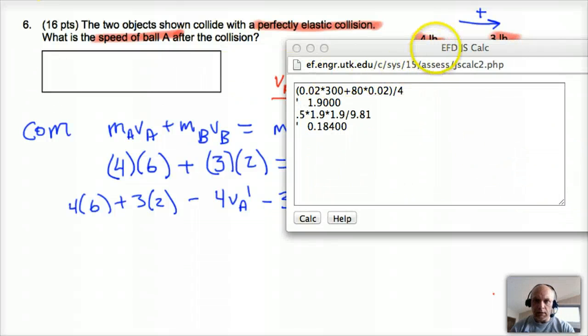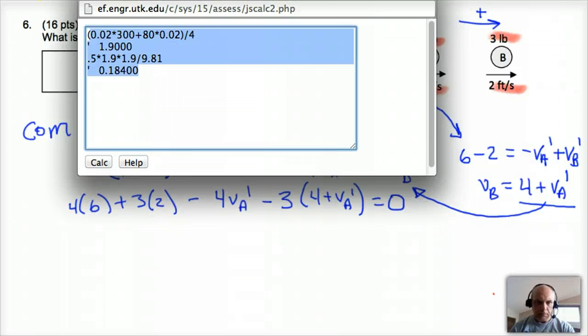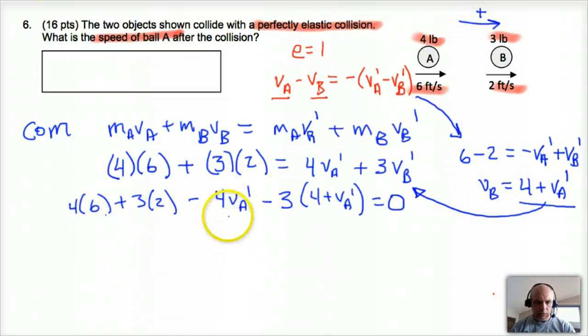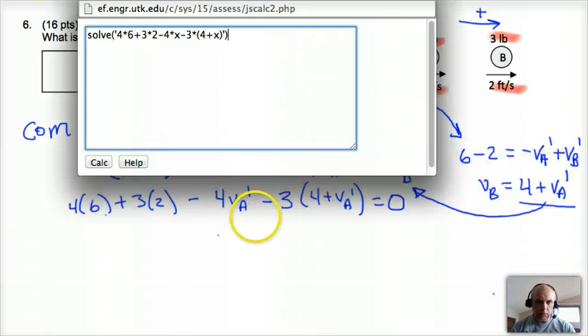If I can find it, and here we are. Okay, solve. Again, I like doing it so I can sort of see if I make any typos. Plus 3 times 2 minus 4. We'll just go with x minus 3 times 4 plus x. So double checking things here. 4 times 6 plus 3 times 2 minus 4 times my unknown minus 3 times 4 plus my unknown, and all that's equal to 0.